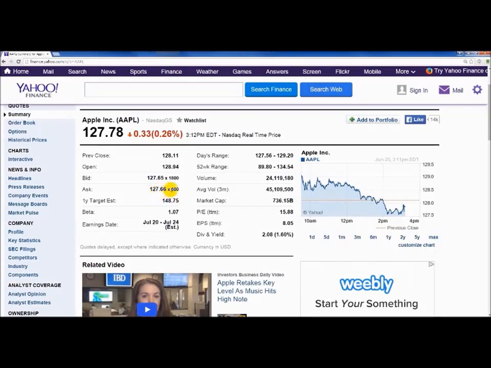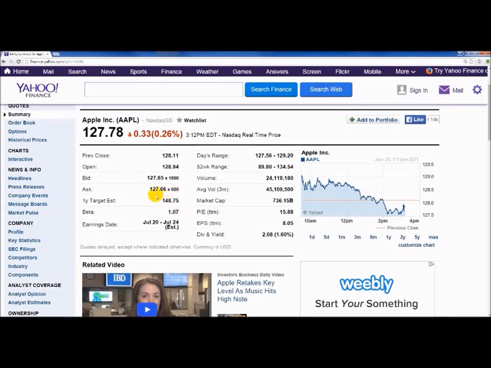The ask is what you would have to pay if you were going to buy shares. And right now you could buy up to 600 shares for $127.66. You could buy more than 600 shares if you wanted to, but you would have to pay more than $127.66 for everything over 600 shares.